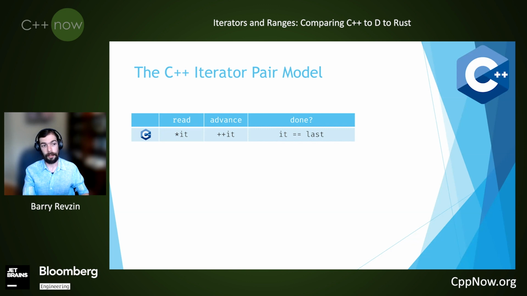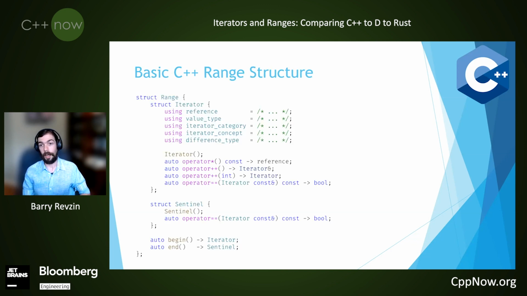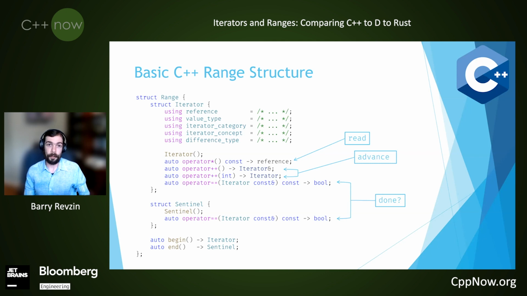And if we look at what the range structure looks like in C++20, we get something like this. This is the bare minimum range that we might have. Our iterator has a read, which is our dereference operator, which is const and returns some kind of reference. We have our advance functions, which are our pre-increment and post-increment, which should better be semantically equivalent. And we have our done operations, right? If you have a forward or better iterator, it needs to be equality comparable with the same type. But if we also have a sentinel, we need the iterator to be comparable with the sentinel as well.